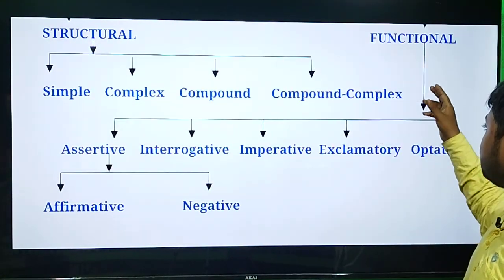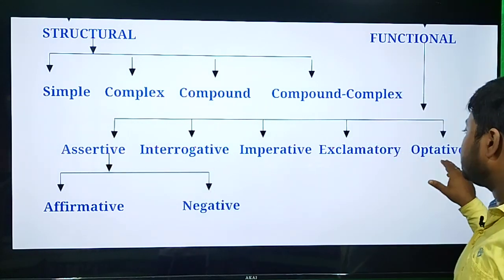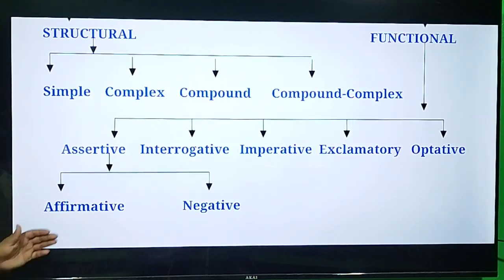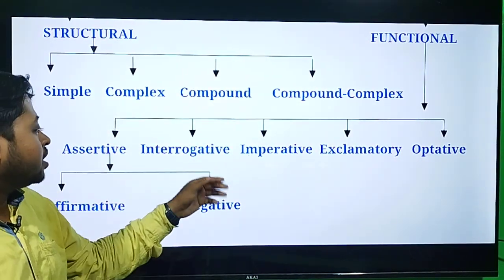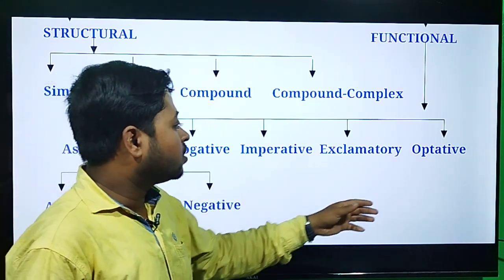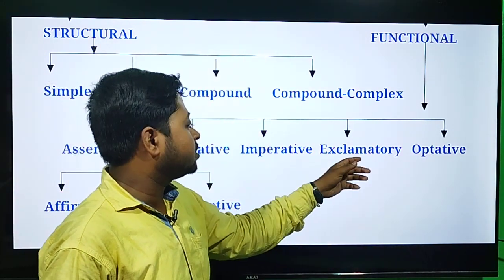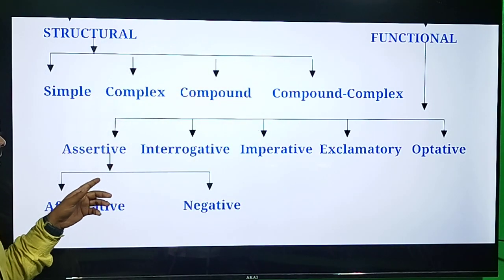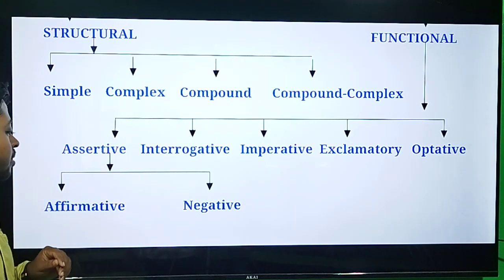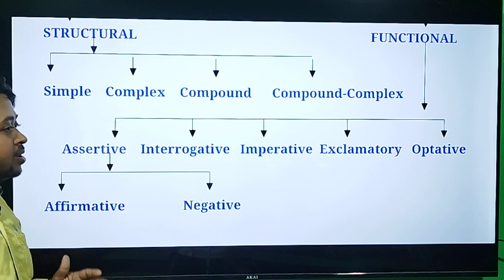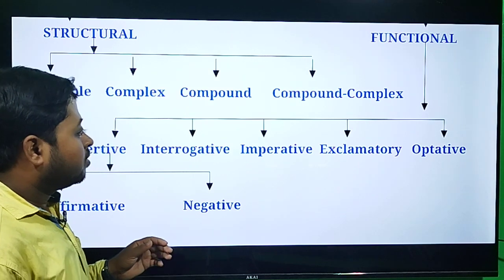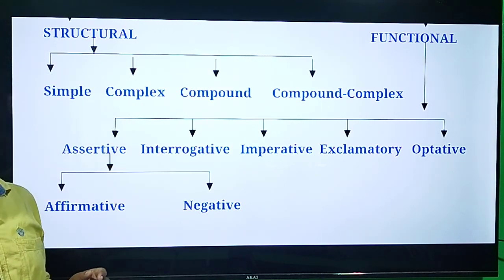Now the functional parts. There are 5 functional parts. What are they? The first one is the assertive sentence. The second one is the interrogative sentence. The third one is the imperative sentence. The fourth one is the exclamatory sentence, and the fifth one is the optative sentence. We can divide the assertive sentence into 2 parts: affirmative, which is the positive form of a sentence, and negative, which is the negative form of a sentence. Okay, so I think you all know about these things.